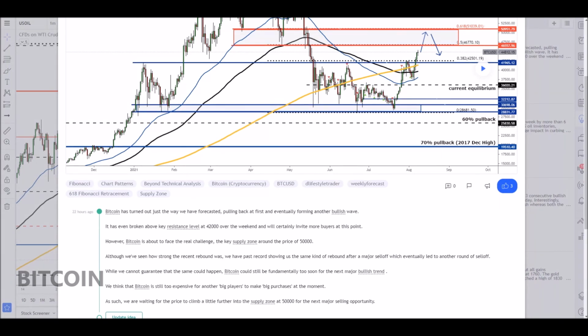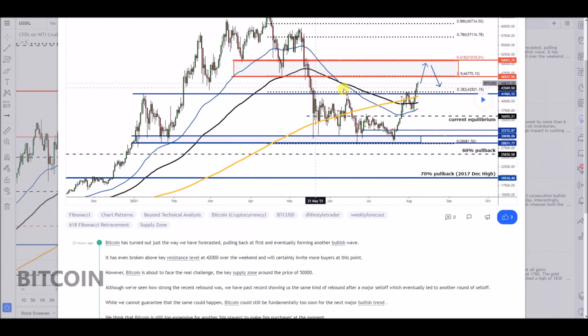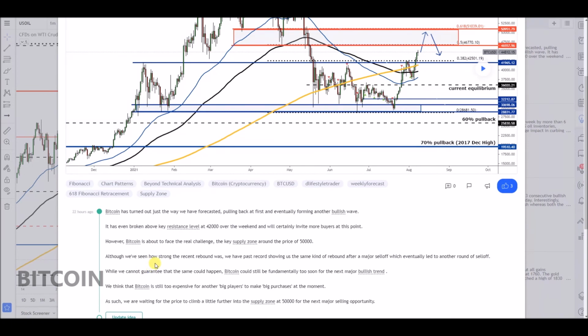Yes, it even broke above the key resistance level at 42,000 over the weekend, and will certainly invite more buyers at this point. However, Bitcoin is about to face the real challenge, the key supply zone around the price of 50,000, which is right here, shaded in red. Although we've seen how strong the recent rebound was, we have past records showing the same kind of rebound after a major sell-off, which eventually led to another round of sell-off.